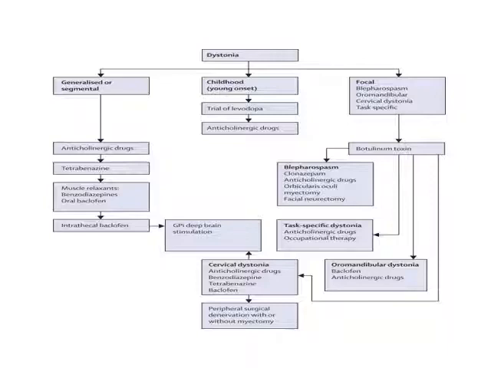Okay, what about the other types? We have generalized and we have focal. Generalized or segmental, we give them first anticholinergic drugs. If it fails, we give them tetrabenazine. If it fails, we give muscle relaxants like benzodiazepines or oral baclofen. And in late cases, we can use intrathecal baclofen.